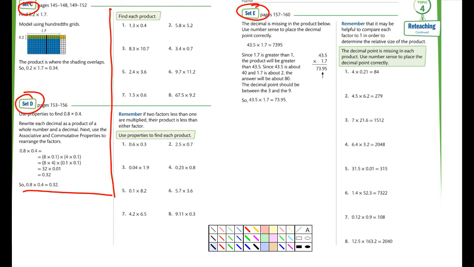It says find each product. Well, product is the answer of numbers that are being multiplied together. So let's see here. How about if I do, let's look at number 6 together. So I'll put down 11.2, and we're multiplying that by 9.7.